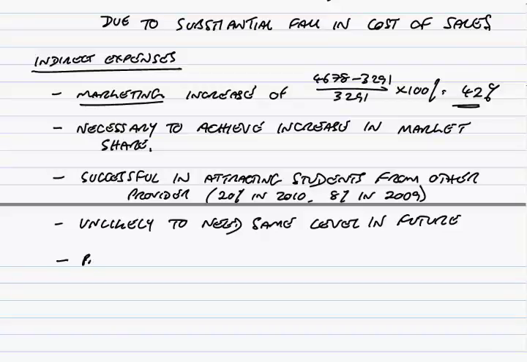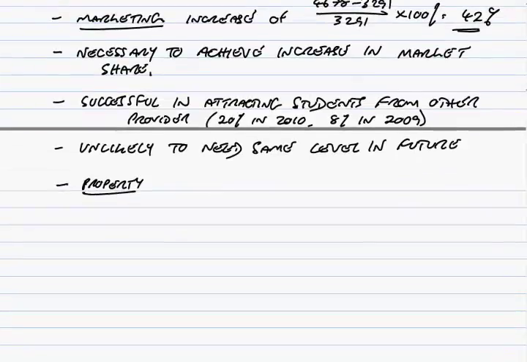Property costs. Well, property costs, the change here is insignificant. There's no change, and I'm not surprised. These are much more likely to be fixed costs. And so, of course, there's not necessarily much we can do there. Tiny fall, but again, not significant.